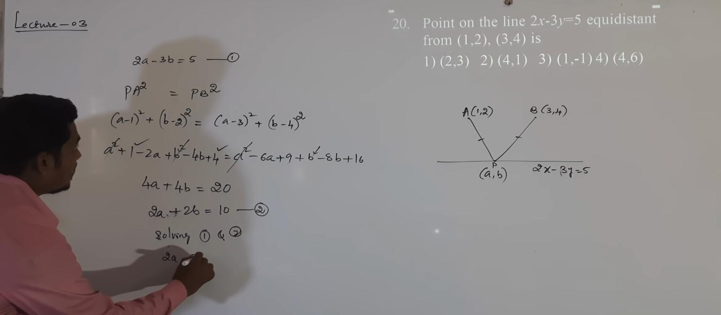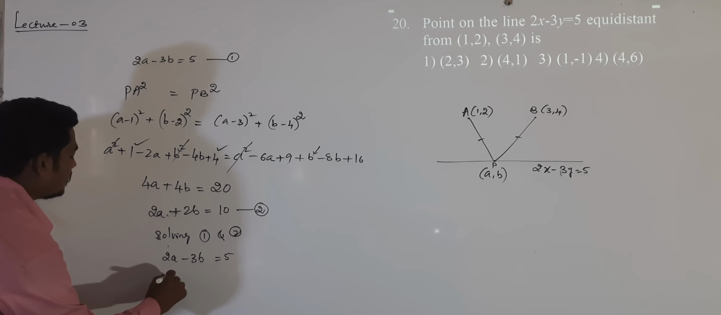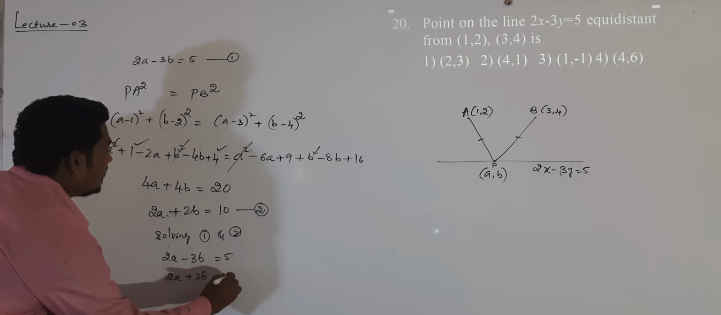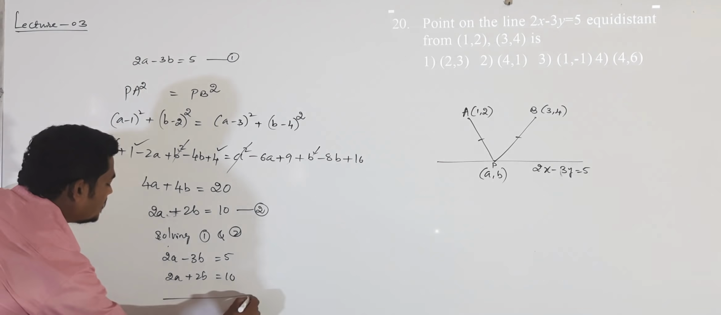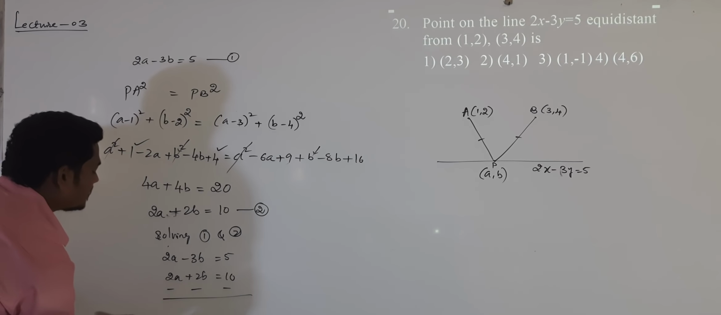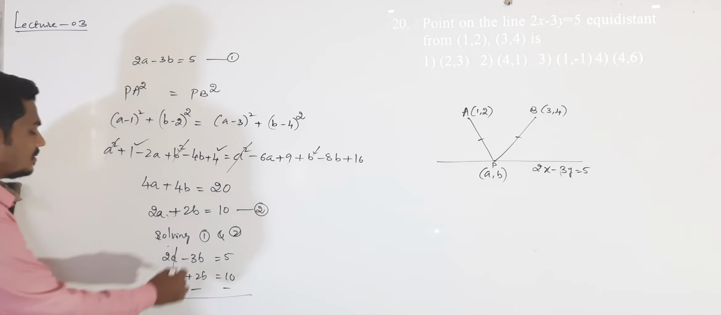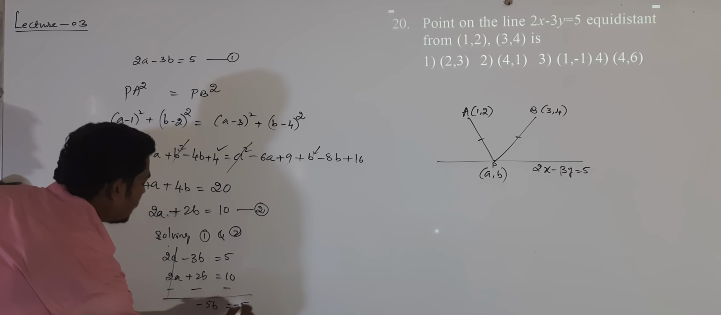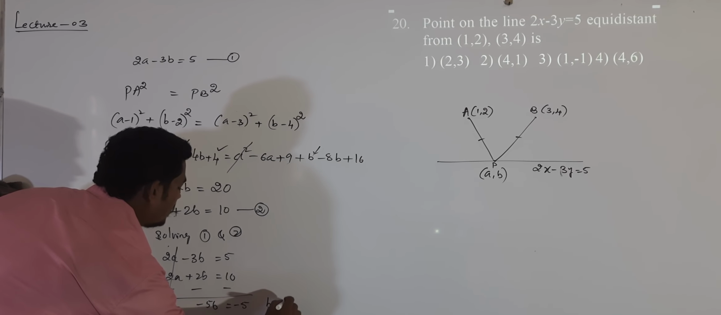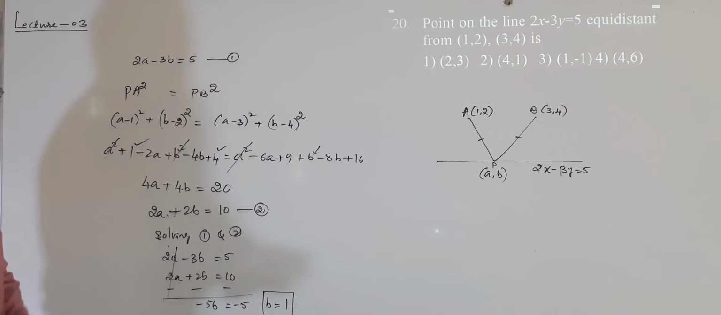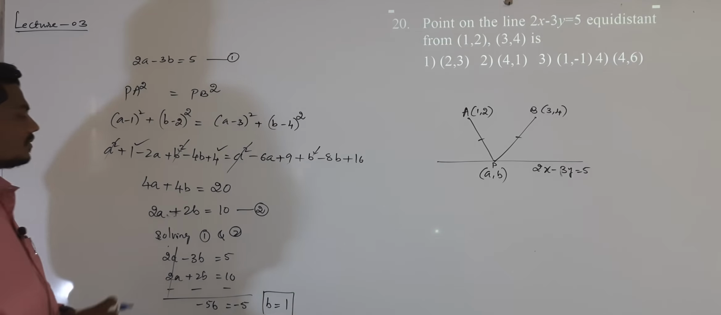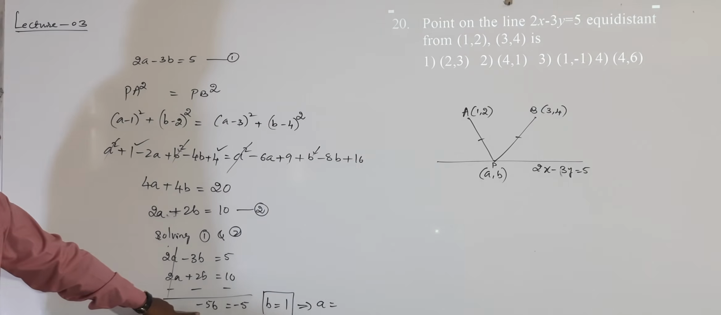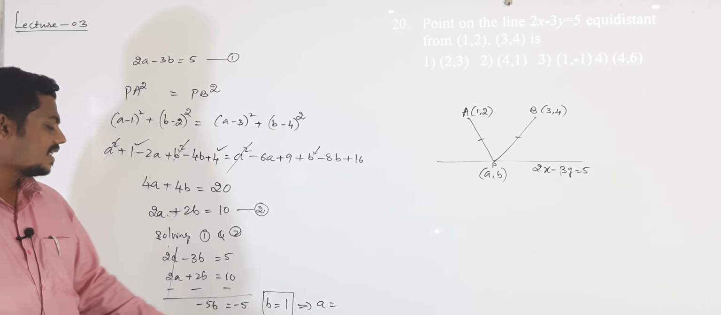Now 2a minus 3b equal to 5 and 2a plus 2b is equal to 10. Subtract the second from the first: just reverse the signs, minus minus minus. 2a gets cancelled, minus 3b minus 2b, that is minus 5b, is equal to minus 5, which implies b equals plus 1. B value is plus 1. Then what is the A value?